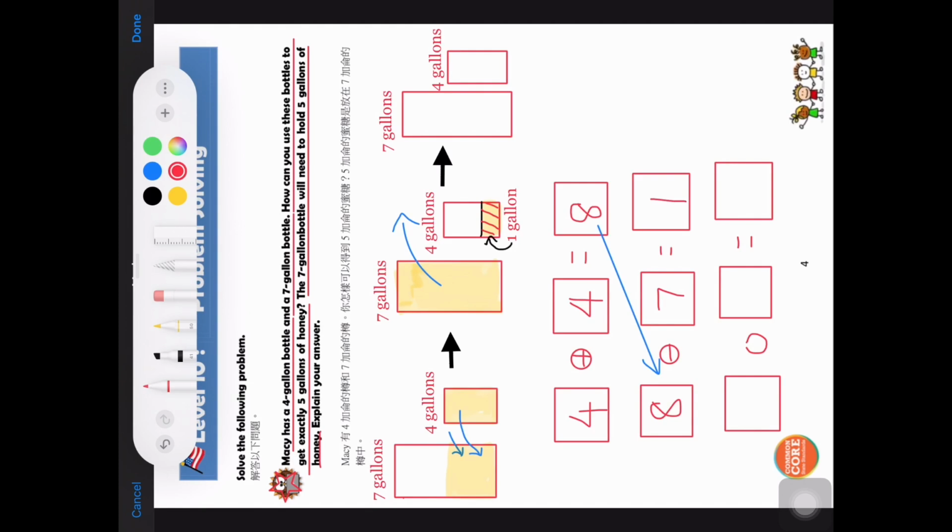And then we may discard the 7 gallons of honey, and then pour back the 1 gallon in the 4 gallons bottle into the 7 gallons bottle. And then we fill up the 4 gallons bottle again and pour them all into the 7 gallons bottle. Then it will make up 5 gallons of honey. So we pour 4 more gallons into the 1 gallon. So we have 1 plus 4, and so it equals to 5.